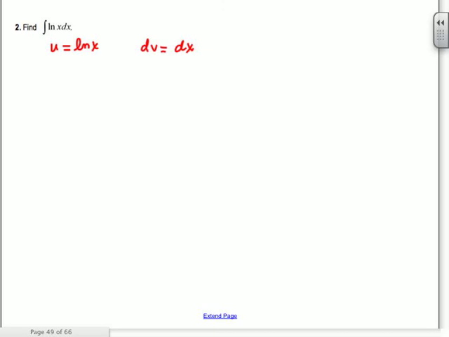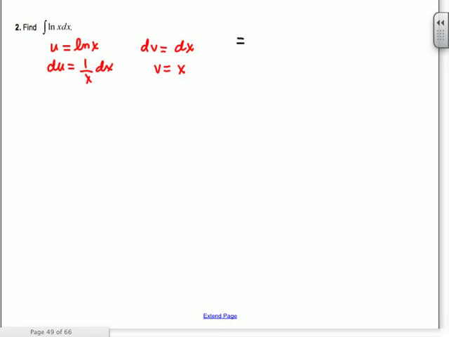Let's see what happens. When I take the derivative of u, du is 1 over x dx. When I integrate dv, what do you get? X. So you should be like, oh no, it's not going to go away. I'm going to get even more and more. All right, but this one actually works out nicely because when you do your parts, you have uv.